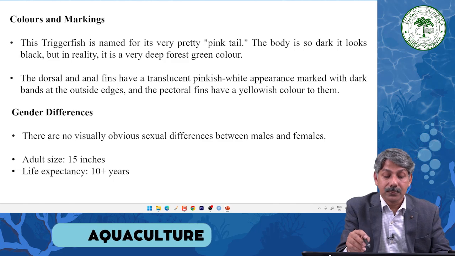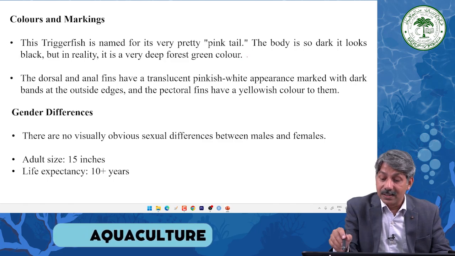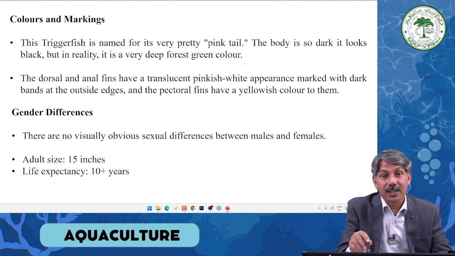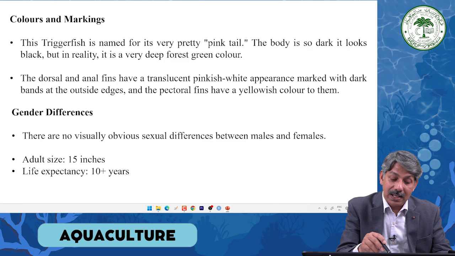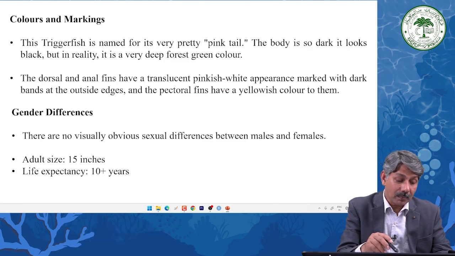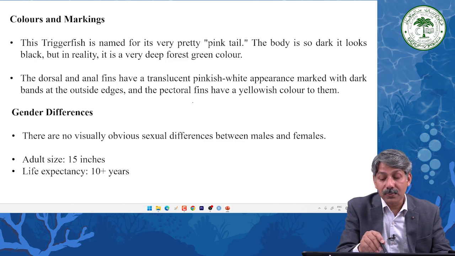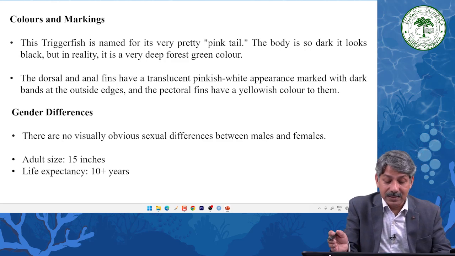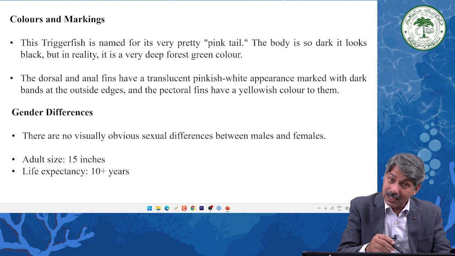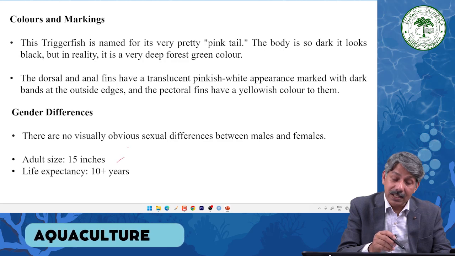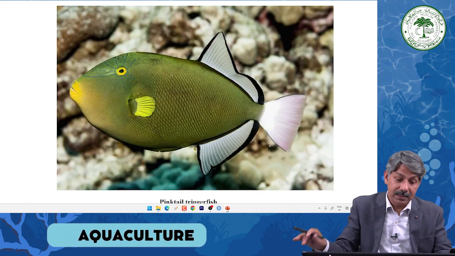Triggerfish is named for its very pretty pink tail. The body is so dark it looks black, but in reality it is a very deep forest green color. The dorsal and anal fins have a translucent pinkish whitish appearance marked with dark bands at the outside edges, and the pectoral fins have a yellowish color to them. There are no obvious visual differences between males and females. It is very difficult to identify the males and females. Adult size 15 inches, life expectancy more than 10 years.